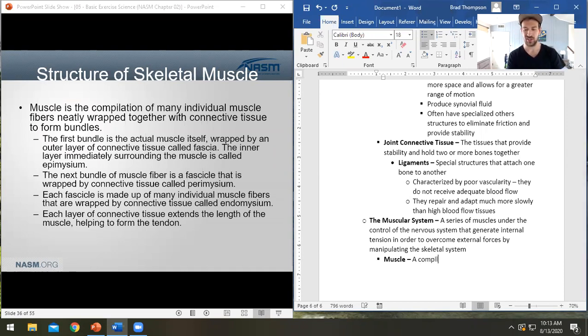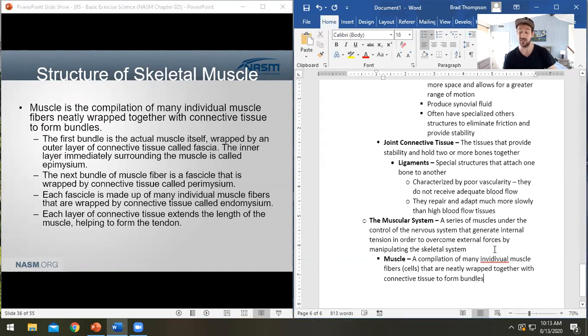A compilation of many individual muscle fibers or cells that are neatly wrapped together with connective tissue to form bundles. Okay, so that's what a muscle is. It's a whole bunch of muscle fibers, a whole bunch of muscle cells coming together. And this is why each of your muscles is considered technically its own individual organ.